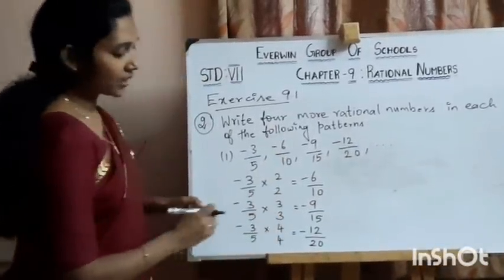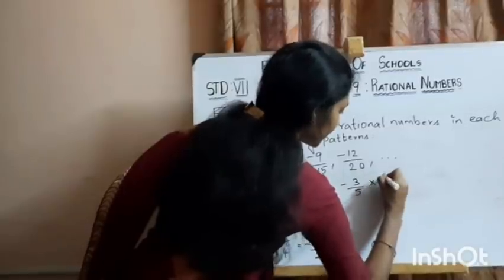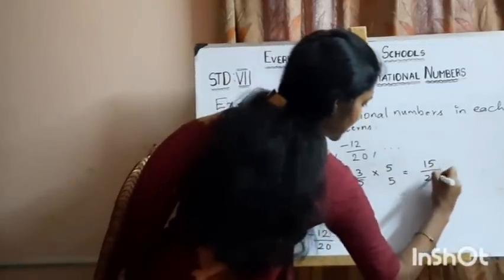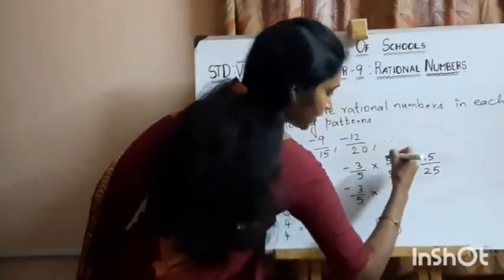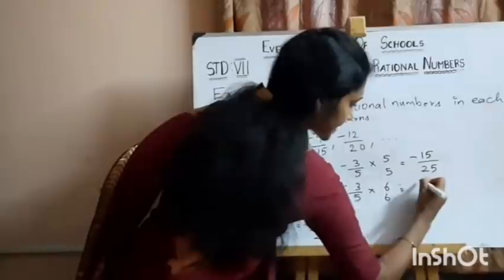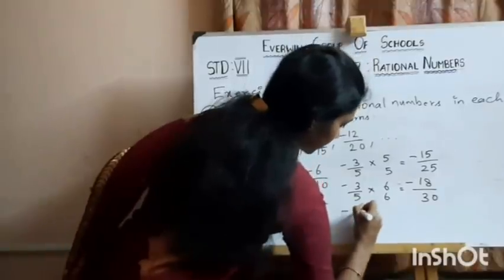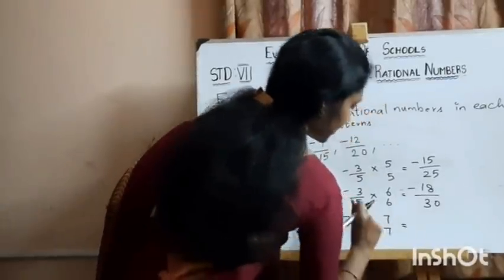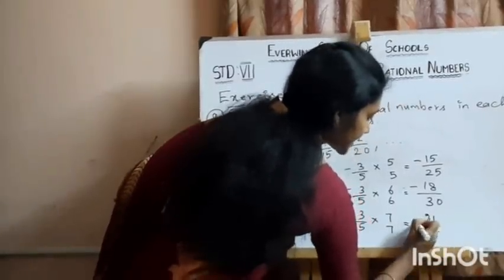So continuing this way, we have to write 4 more rational numbers. So what is the next number to 4? It's 5. So minus 3 by 5, 5 and 5. So 5 3s are 15, 5 5s are 25 and minus sign will be there. Then minus 3 by 5 into 6. 3 6s are 18, 5 6s are 30. Minus will be there. Then what will be the next number? Yes, you are right, 7. 7 and 7. 3 7s are 21, 5 7s are 35 and minus sign will be there.